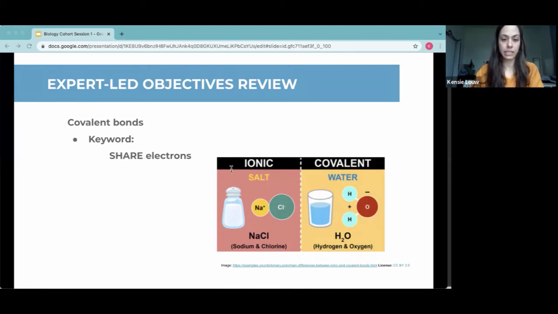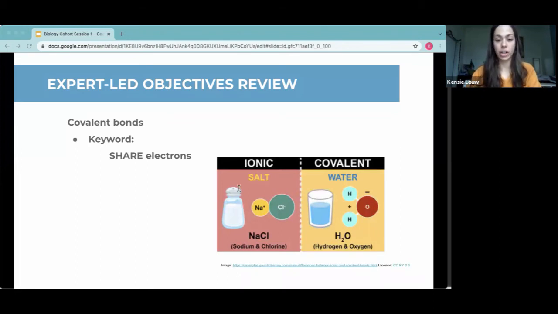So let's give an example. First, here's an example of a polar covalent bond, water. Water, or H2O, is made up of 2 hydrogen atoms and 1 oxygen atom. Oxygen is the more electronegative element, so it attracts electrons. And remember, electrons carry a negative charge. That means there's more negativity on the oxygen side of H2O and more positivity on the hydrogen side of H2O. And this is called polarity. So this creates a polar covalent bond.